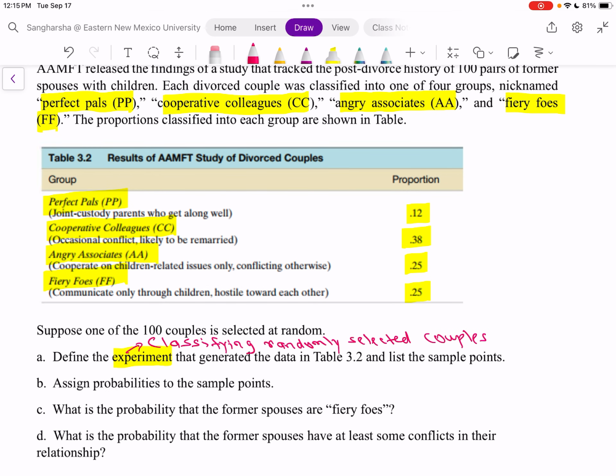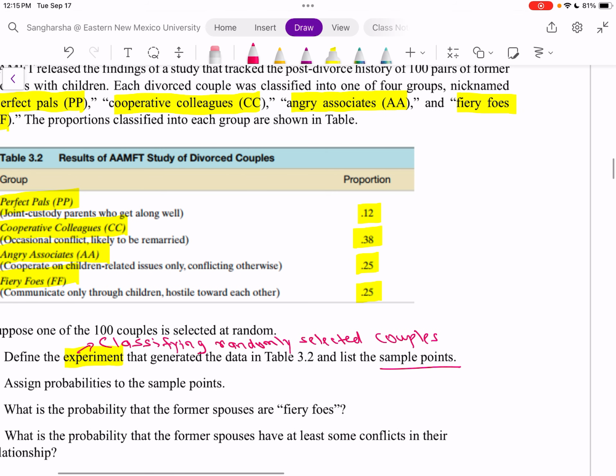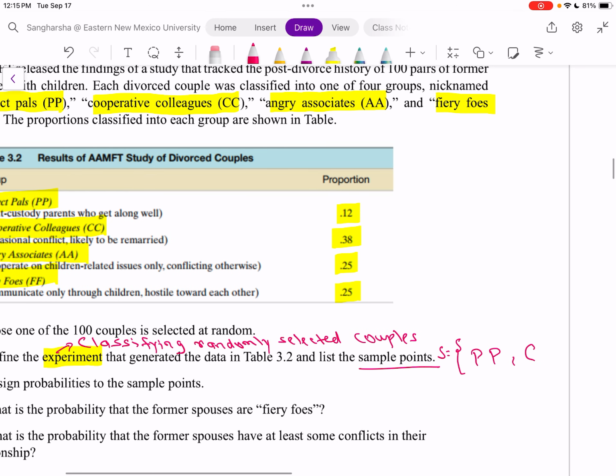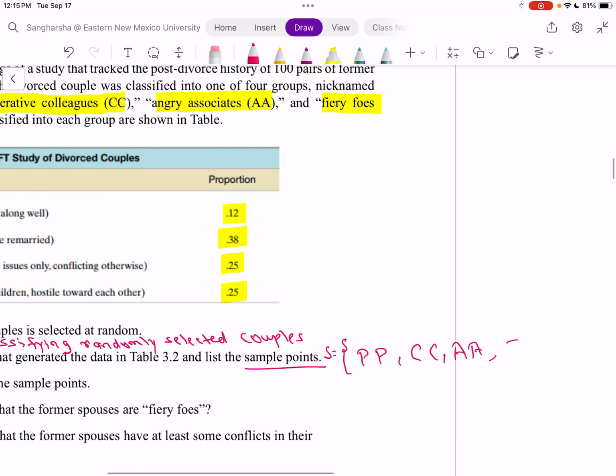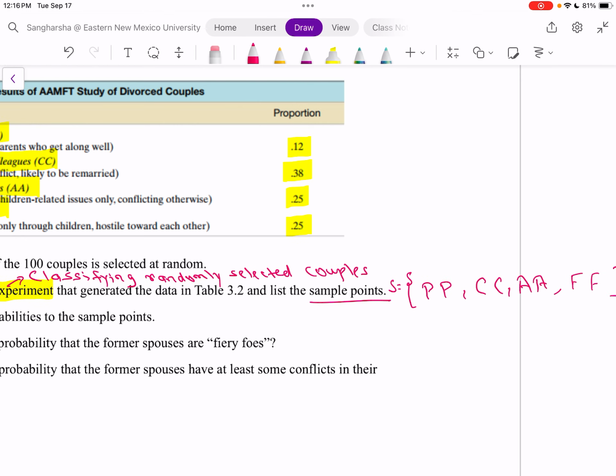Yes, and these are the sample points. Let me write the sample space, collecting all sample points. S equals PP, Perfect Pals, then CC, AA, and FF. So these are the outcomes. These are the results of classifying randomly selected couples. And these results are the sample points. When you collect sample points, we get the sample space.